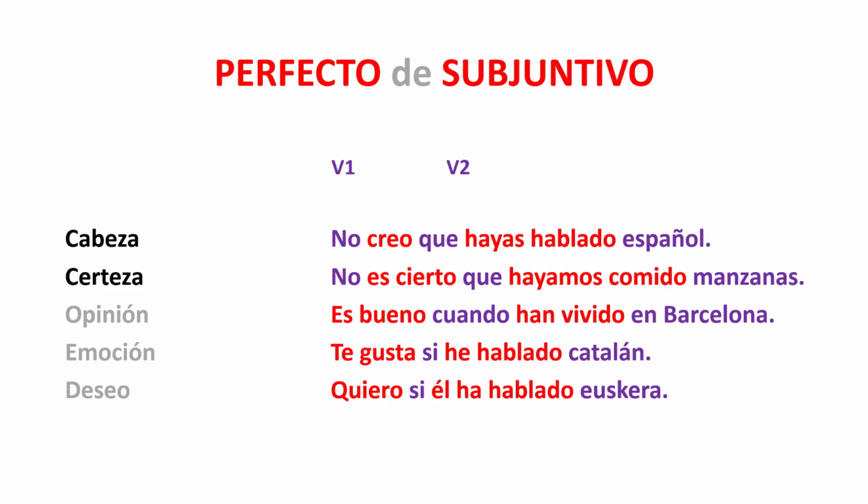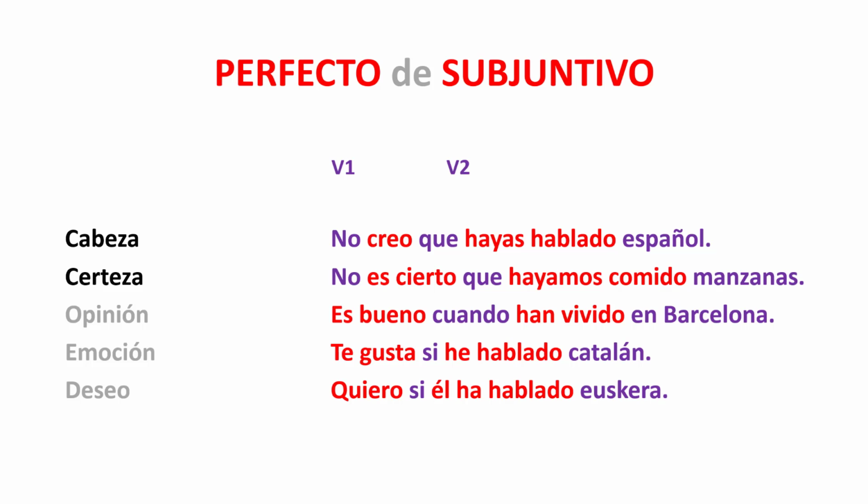With verbs of opinion, emotion, and desire, we're going to be looking not at no in front of the first verb, but rather que as the connector. Right now we have cuando, si, and si as the connector for those bottom 3 verbs, which means the second verb is currently in the present indicative. Let's change those cuando, si, and si to que and see what happens to that second verb.